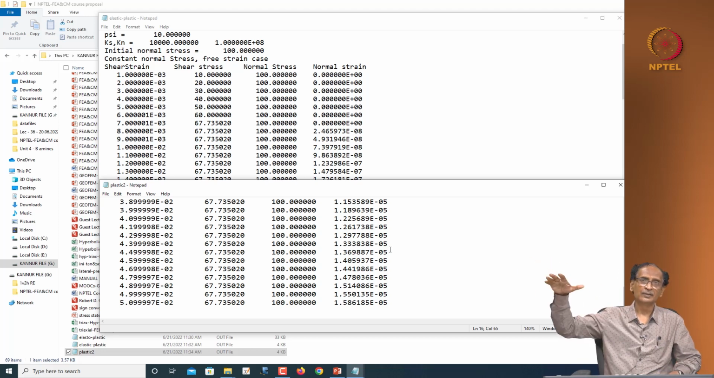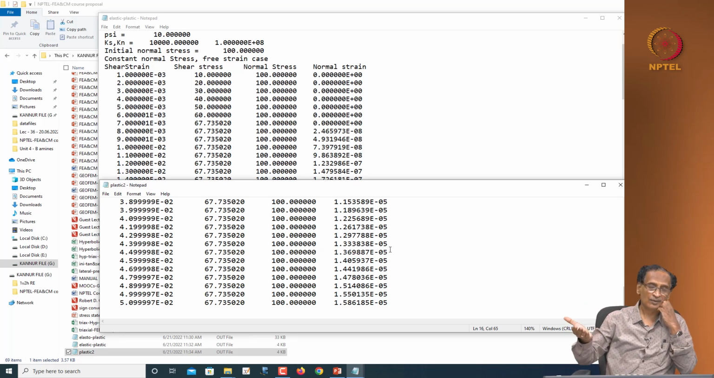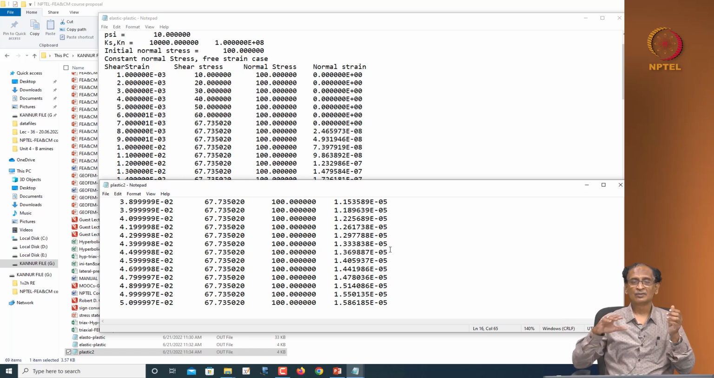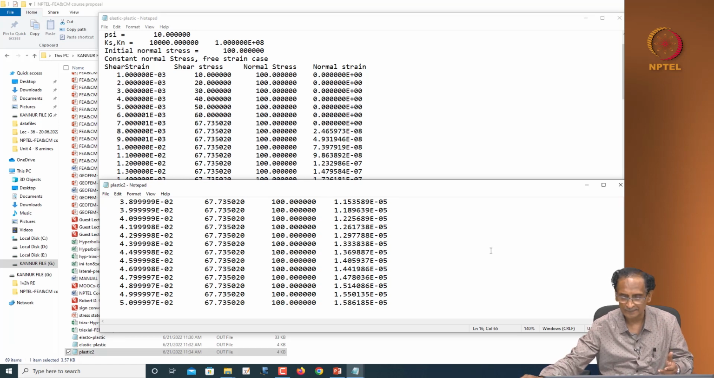increase is continuing because we have not put any limit or used a strain softening type model, where beyond certain yielding the soil reaches a constant volume state. That we have not enforced. So, we see a continuous increase in the strain.